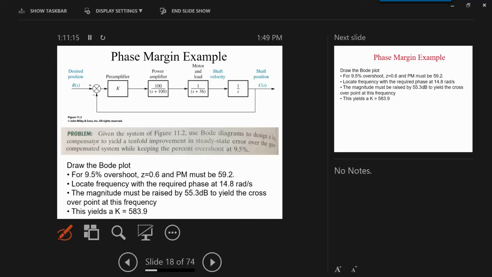So at 45 degrees, my magnitude is here. I have at this point minus 5.52 dB. So I need to add 5.5 dB to the gain in order to make this phase angle. So this is how much I need to add to the system.